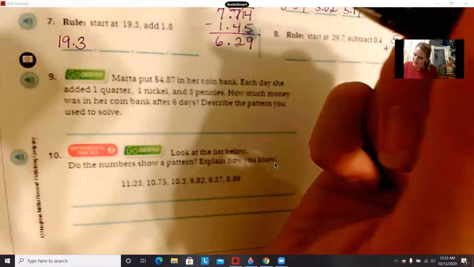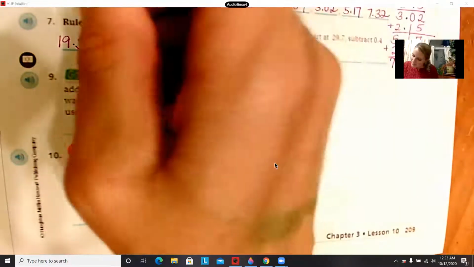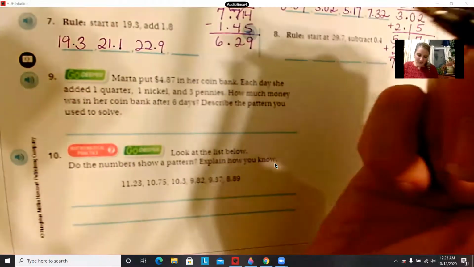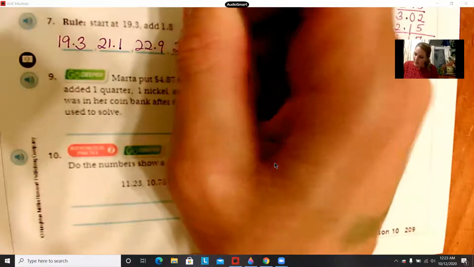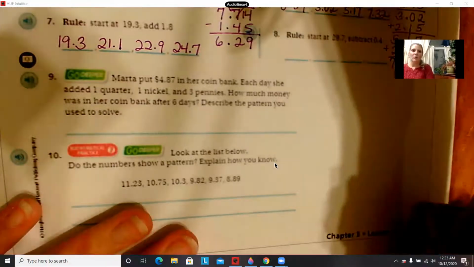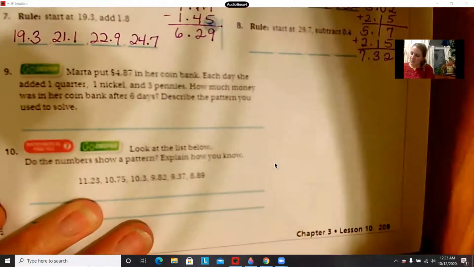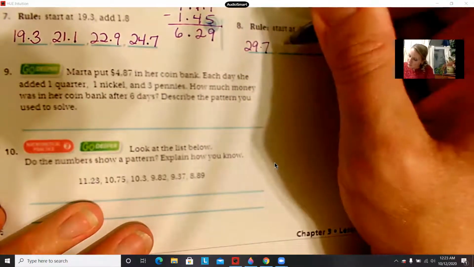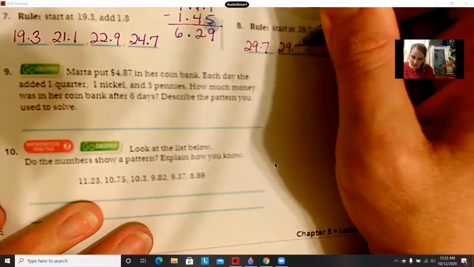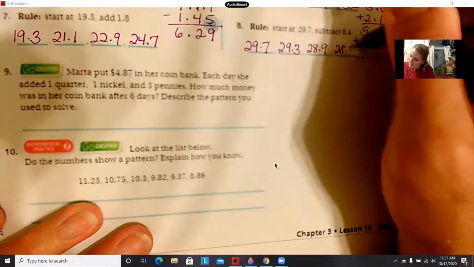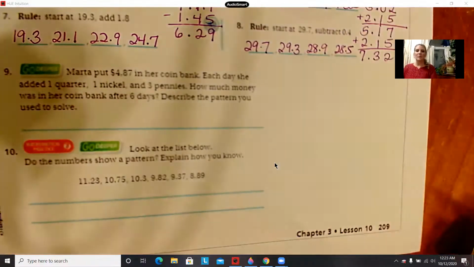Set to start at 19 3/10. We're adding 1 8/10, so 21 1/10, 22 9/10, and 24 7/10. Should be your answer for number 7. Over to number 8. We have starting at 29 7/10. Our rule is to subtract 4/10, so 29 3/10, 28 9/10, and 28 5/10. Those should be your final answers for 7 and 8.